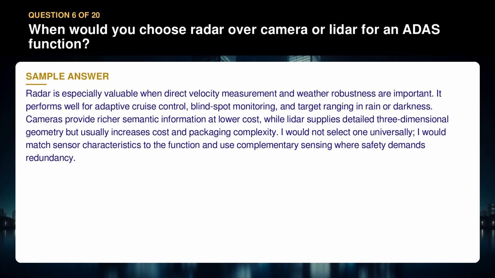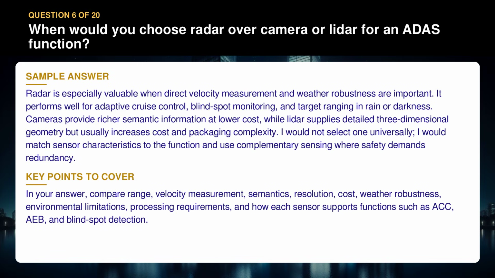I would match sensor characteristics to the function and use complementary sensing where safety demands redundancy. In your answer, compare range, velocity measurement, semantics, resolution, cost, weather robustness, environmental limitations, processing requirements, and how each sensor supports functions such as ACC, AEB, and blind spot detection.